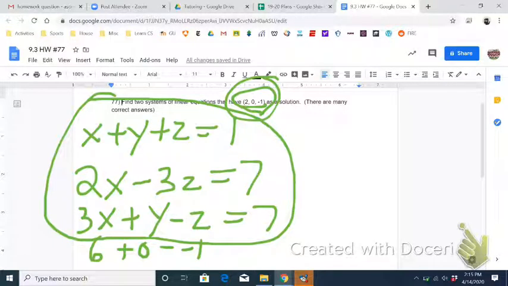You could really do whatever you want to x, y, and z as long as you have it equal to a number that would make sense if, again, x was 2, y was 0, and z was -1.